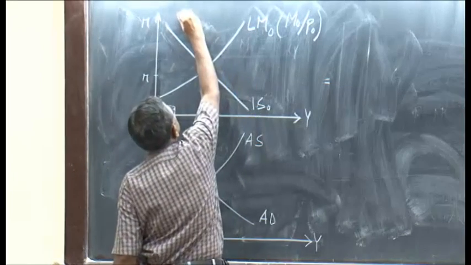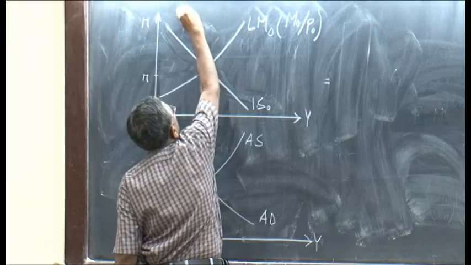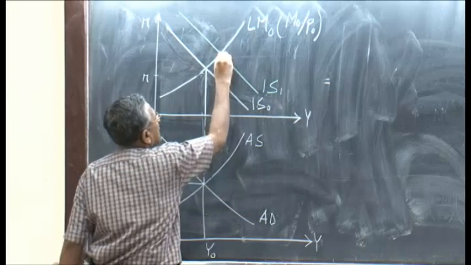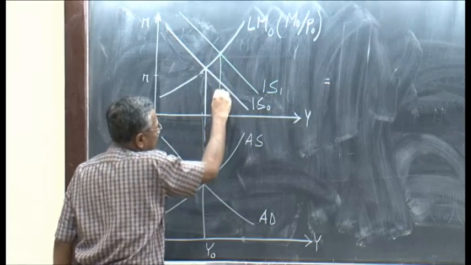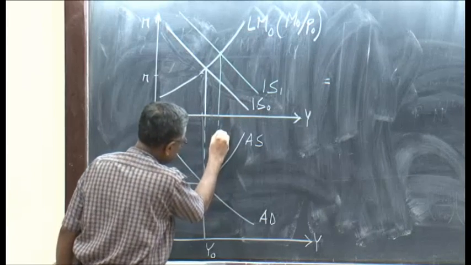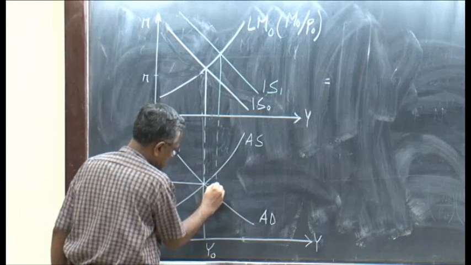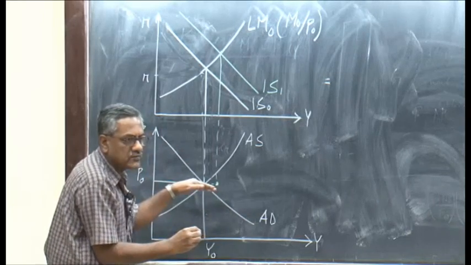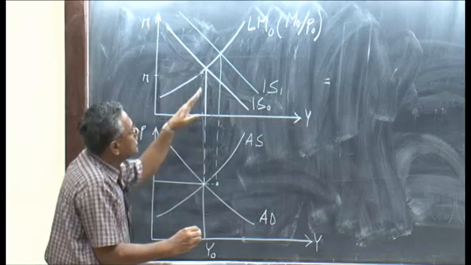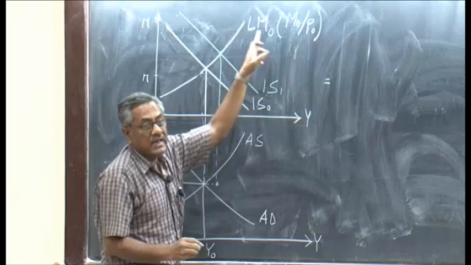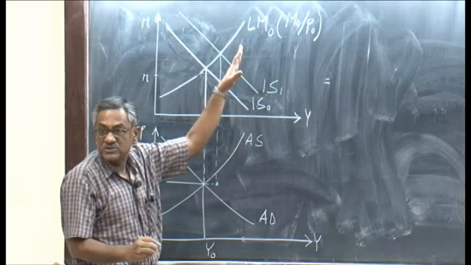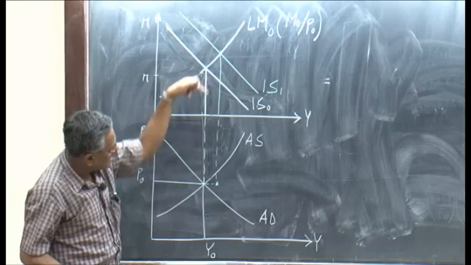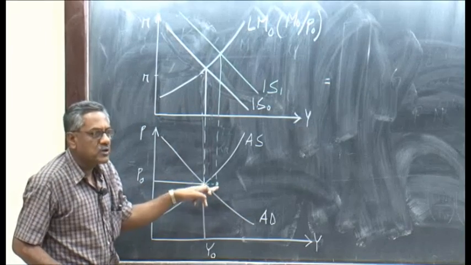So if IS shifts because of a government expenditure increase, then this point, and since prices have not changed, is the new point on the demand curve, but there is no demand curve. So essentially what he's saying is that prices have not changed. Look, LM is the same LM. LM has prices. If prices change, LM will shift. So prices are not changing. So the new point on the ISLM corresponds to a new point on a demand curve which doesn't exist.